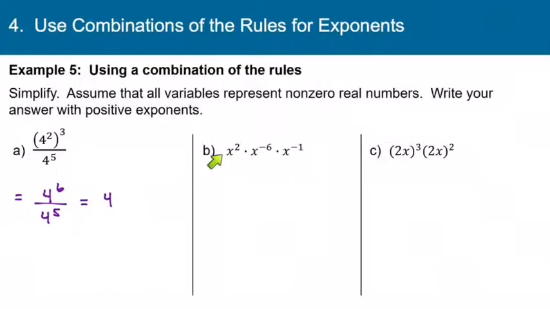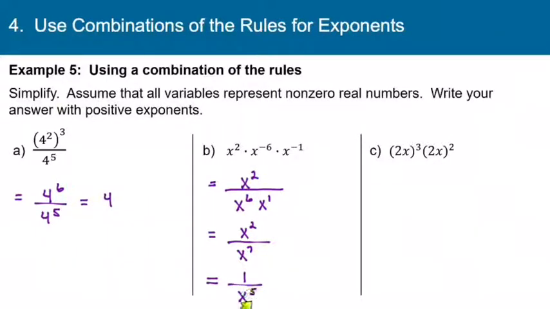On part B, I think I would rewrite this so that all of the exponents are positive before I start trying to use any product or quotient rules. So I would leave the x squared in the top. I would move x to the negative 6th to the bottom so it can be x to the positive 6th. And then I would move x to the negative 1 to the bottom so it can be x to the positive 1. Now notice that 6 plus 1 is 7, so that leaves us with x squared over x to the 7th. And now notice that we have more x's in the denominator than we do in the top. 7 minus 2 is 5, so that's going to leave us with 1 over x to the 5th power.